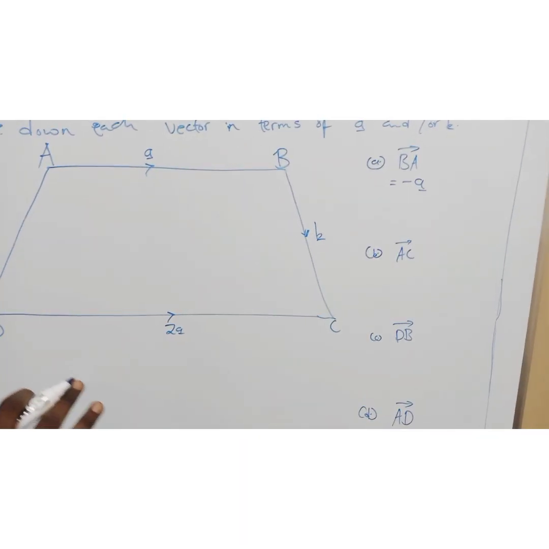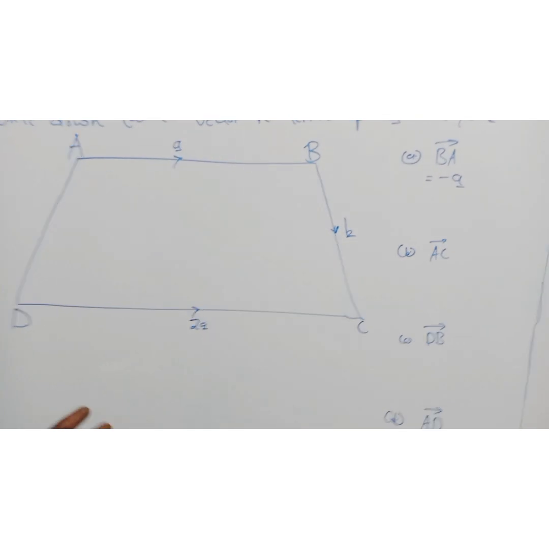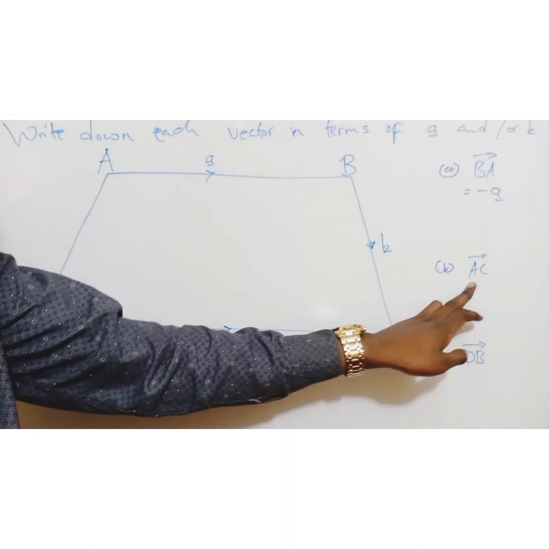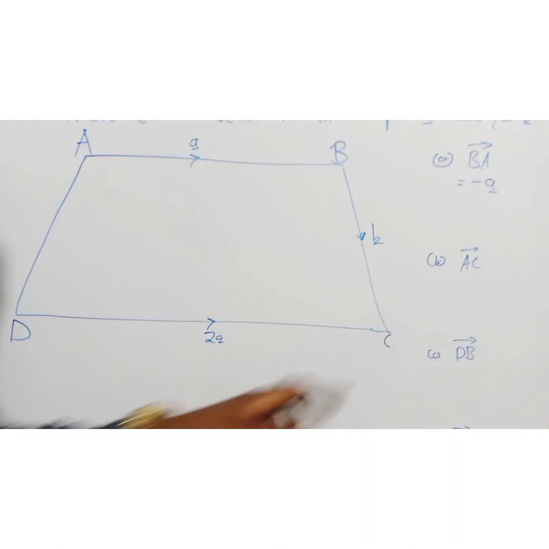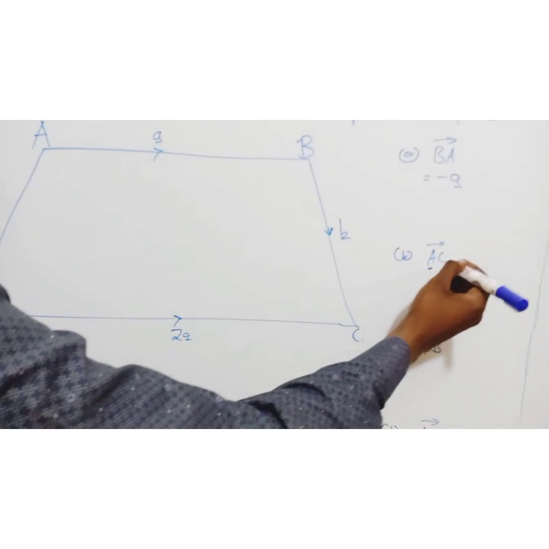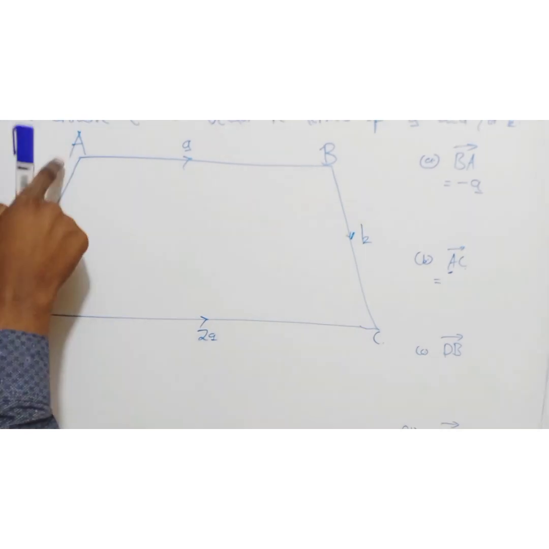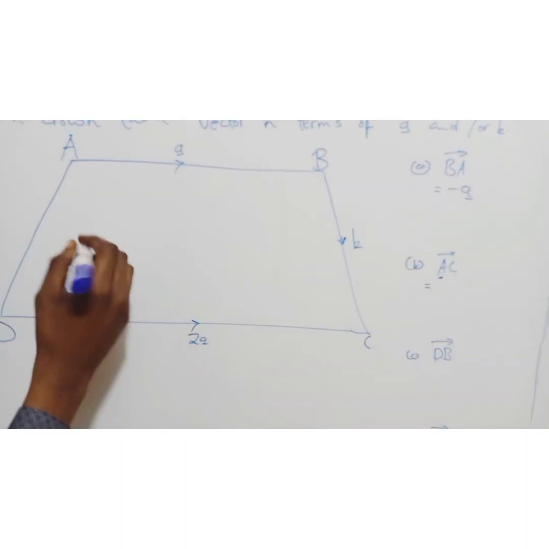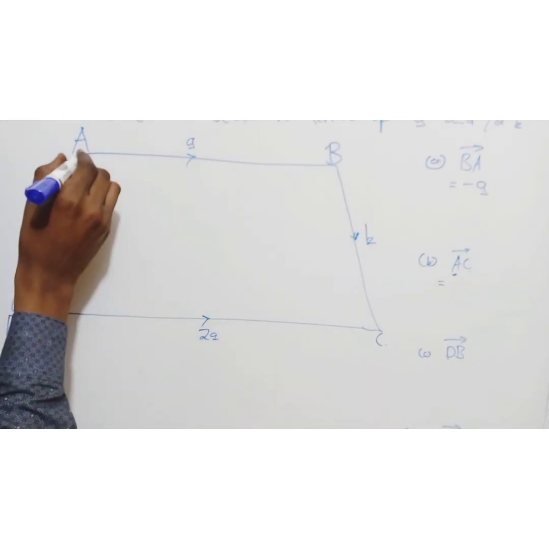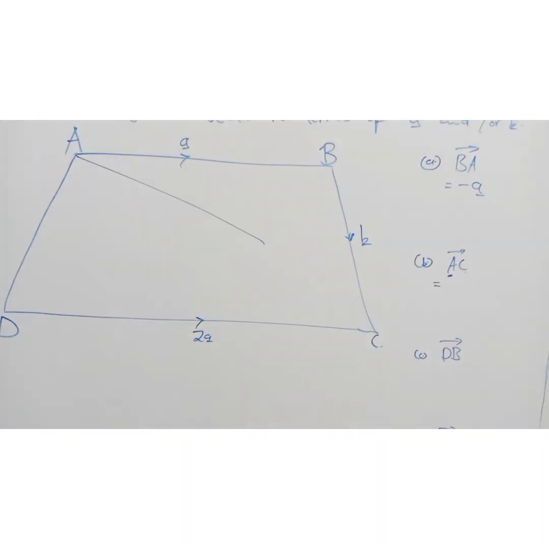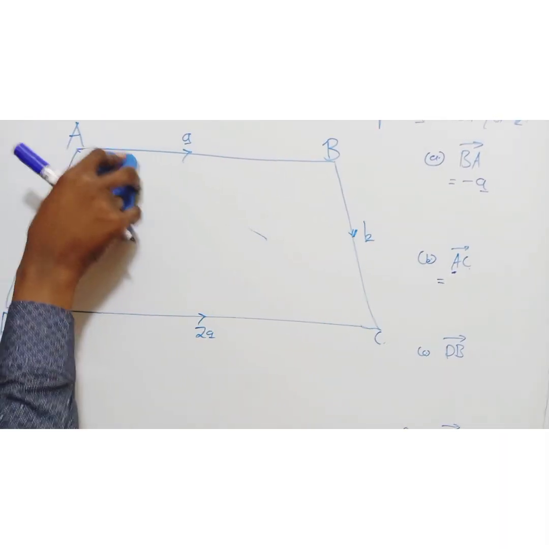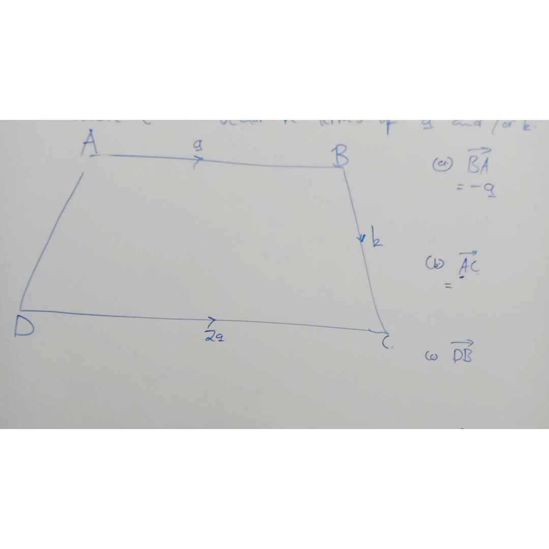Simple. Then here now we have find vector AC. So from here up to here. You start with A, you end with C. So how do we move to AC? There are some people that are crazy. They will just say, AC. They'll even create something here. Don't do that. Don't do that. Follow the arrows.